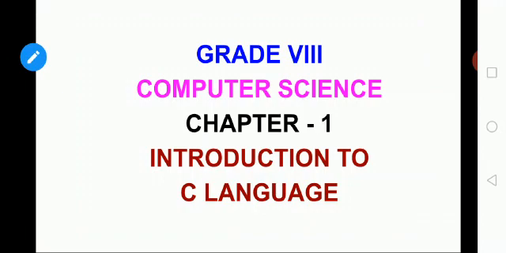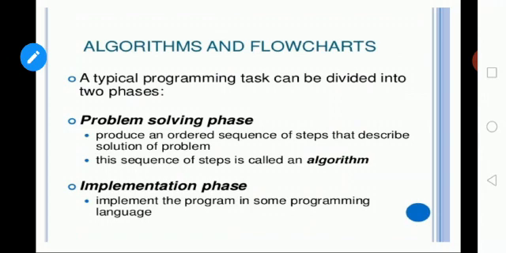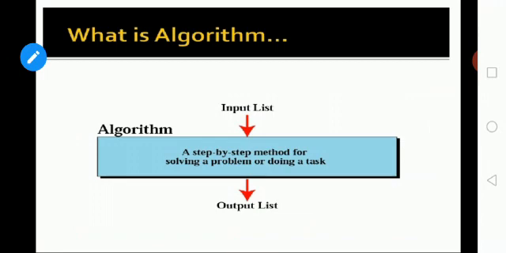So, before learning that, we must know some basics in problem solving techniques, that is algorithm and flowchart. A typical programming task can be divided into two phases. One is the problem solving phase, another one is the implementation phase. In the problem solving phase, the algorithm is used. It is a sequence of steps. Then, in the implementation phase, some programming languages are used. Next, what is an algorithm? When input is given, the algorithm is a step-by-step method for solving a problem or doing a task. Then we will get the output.